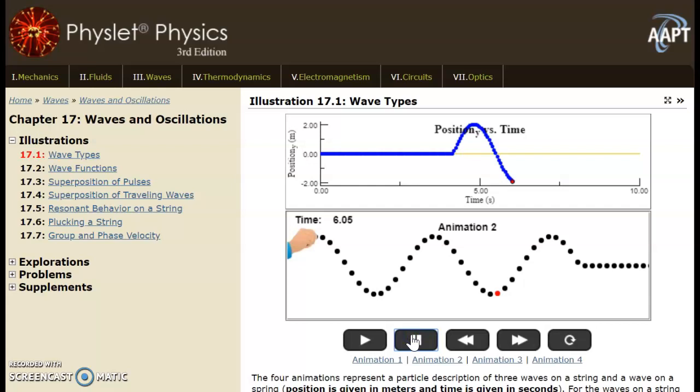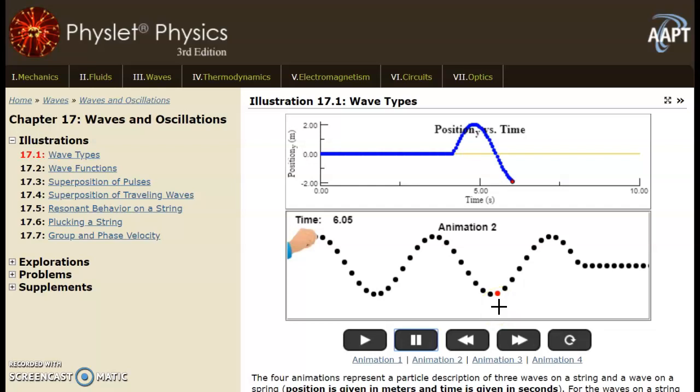And then mathematically, there's really no difference between crests and troughs, but the crests are the top portions of the wave, and then the troughs are the bottom portions of the wave, like so. The distance from crest to crest is the same as the distance from trough to trough, and that's referred to as the wavelength.